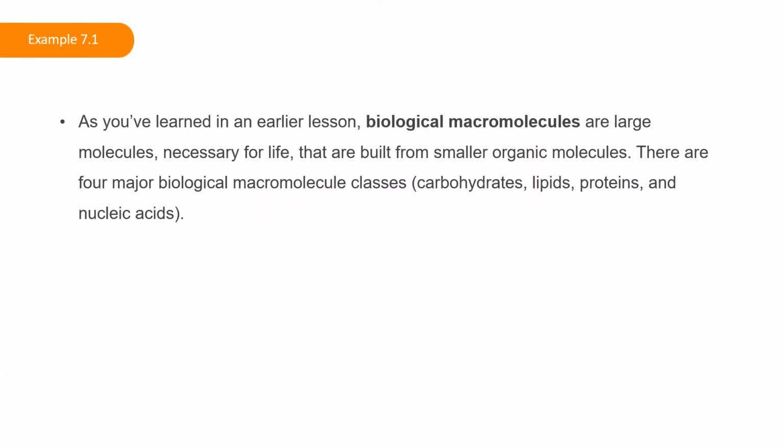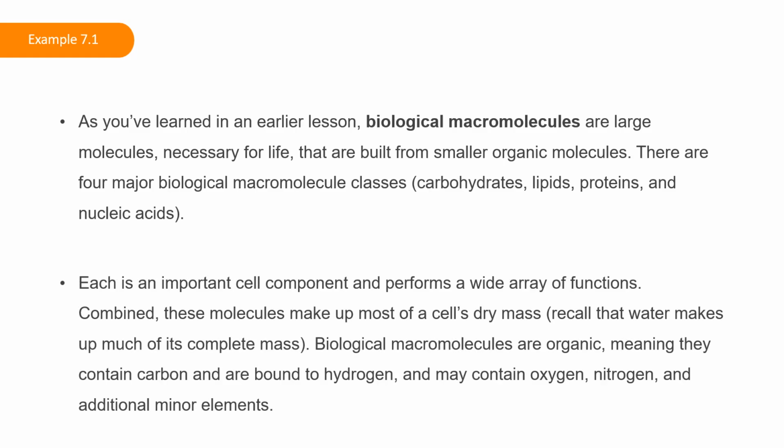As you've learned in an earlier lesson, biological macromolecules are large molecules, necessary for life, that are built from smaller organic molecules. There are 4 major biological macromolecule classes: carbohydrates, lipids, proteins, and nucleic acids. Each is an important cell component and performs a wide array of functions. Combined, these molecules make up most of a cell's dry mass. Recall that water makes up much of its complete mass.